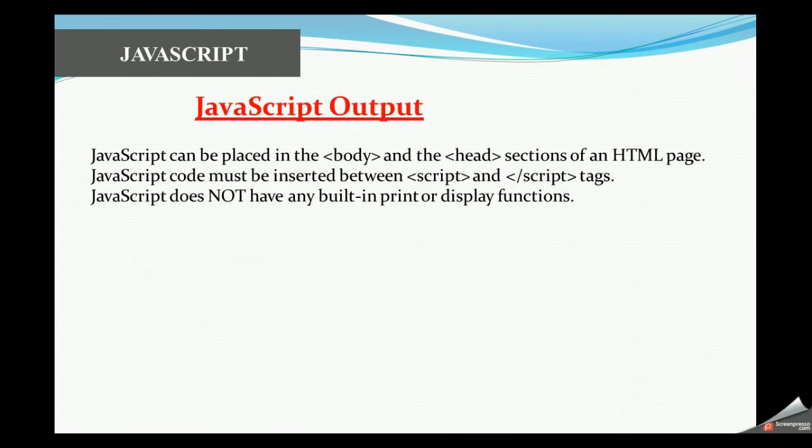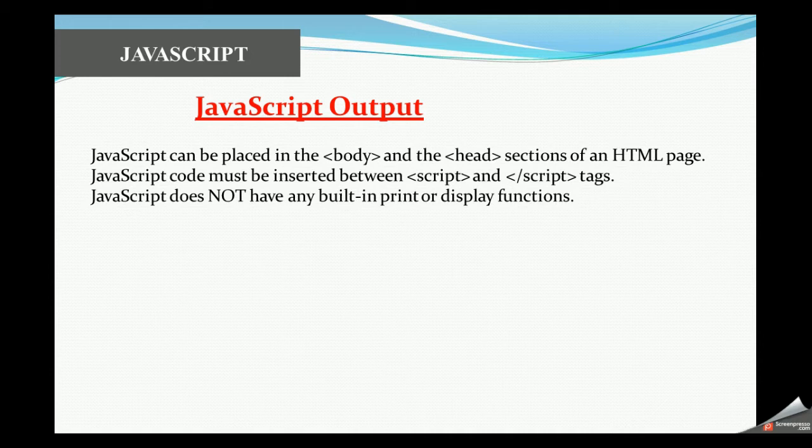Now coming to JavaScript output. To get an output, we have to write something. Suppose I want to get an output in Java, what do we write? System.out.println. Suppose I want to get some output on the screen in C, then we write printf. In C++ we write cout. So these are the ways we can get the output in different languages.